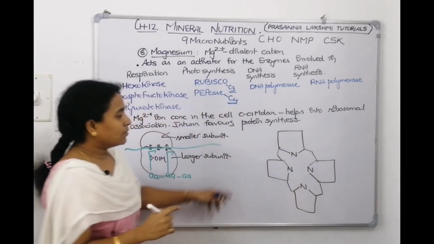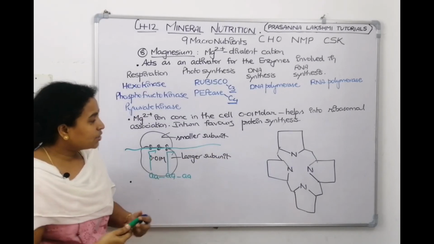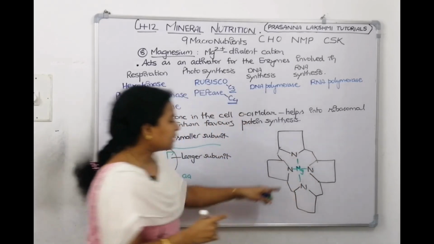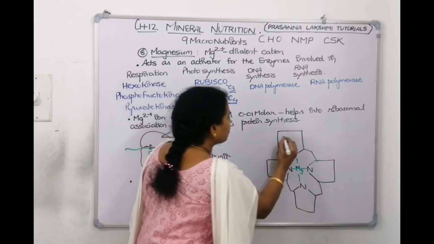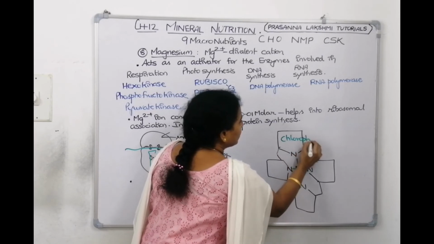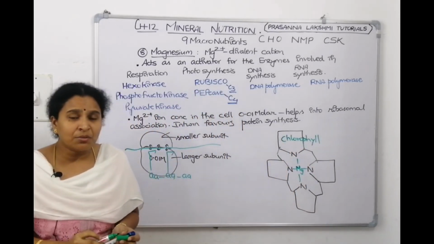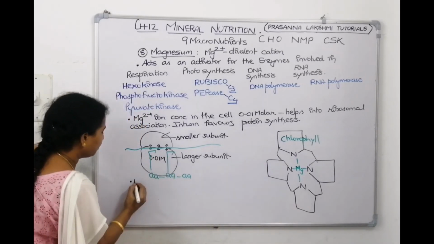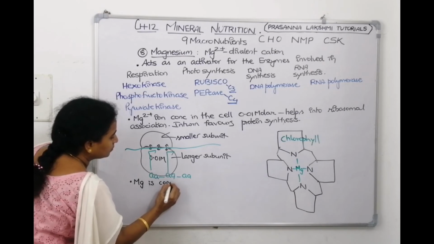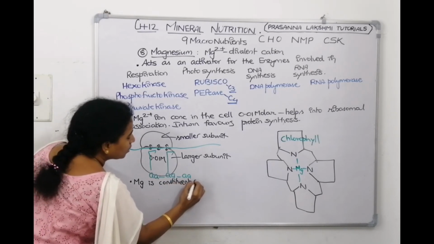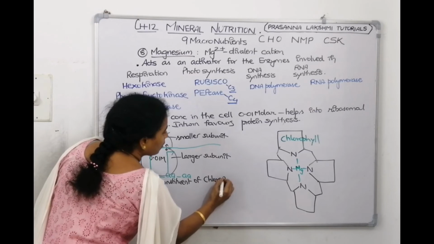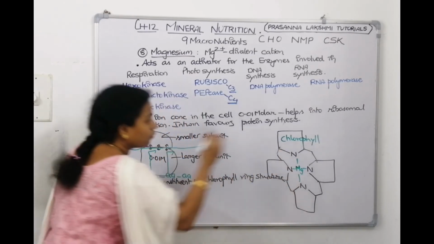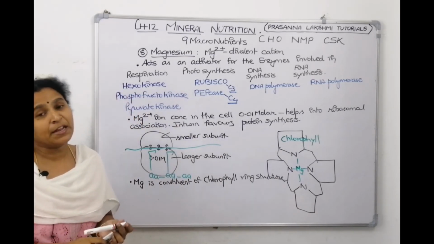It is like this. Now this is a pyrrole ring structure. In this ring structure, at the center, if magnesium is there, then it becomes chlorophyll. Means magnesium is the constituent of chlorophyll molecule, right? Magnesium is constituent of chlorophyll ring structure, and we know how significant chlorophyll is.